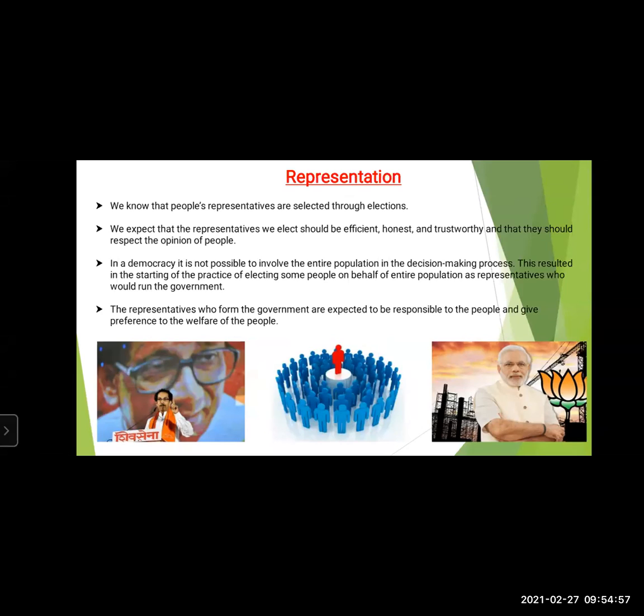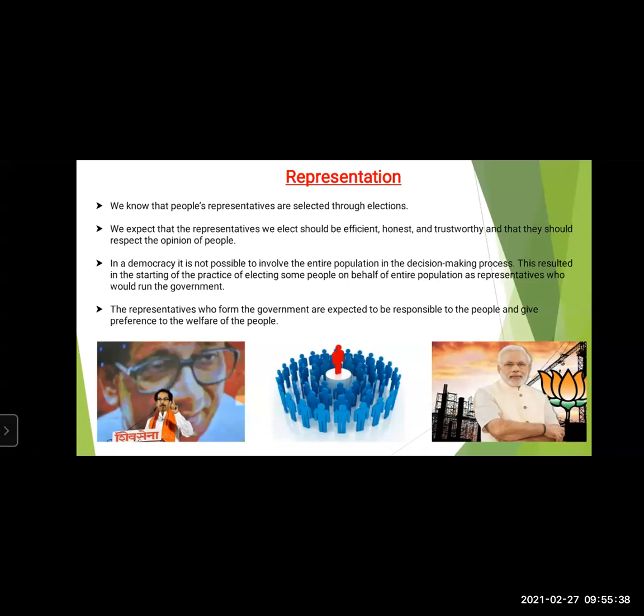Now, when it comes to democracy, like when it comes to the representative running our country, the entire population of our country can't take the decision regarding the administration of the country. So what happened? This resulted in the starting of the practice of electing some people on behalf of the entire population. Some people are elected through elections as representatives who would run the government.